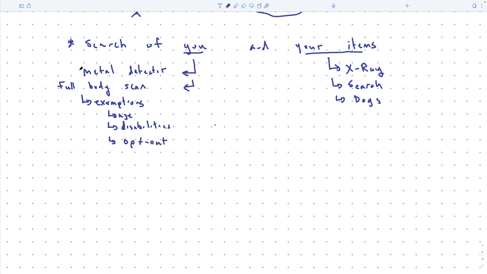So the final thing that might happen if you opt out is called a pat down. This is a physical inspection over your clothes. Someone of the same gender presenting will pat you down, so you can choose to do that as well. And then they might use a wand as well, like a metal detector kind of thing.